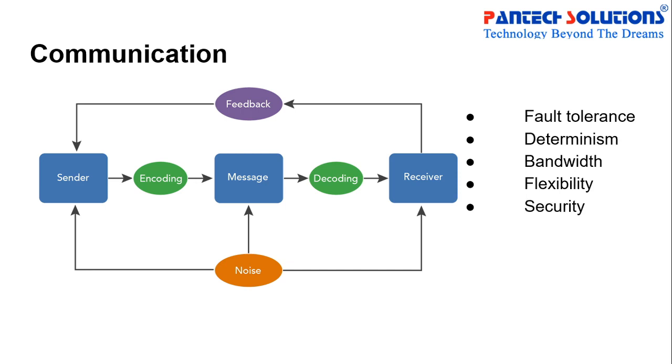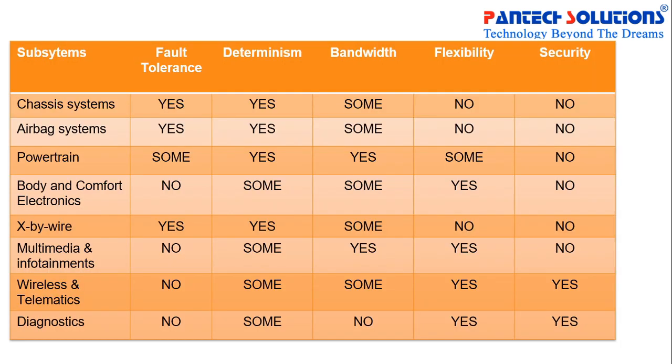And finally, security. Wherever you want to transfer any message, obviously a security system is required. Now if you take the subsystems against this parameter, some subsystems need a security model and some do not. Here, if you take the airbag system, it does not require the security model.